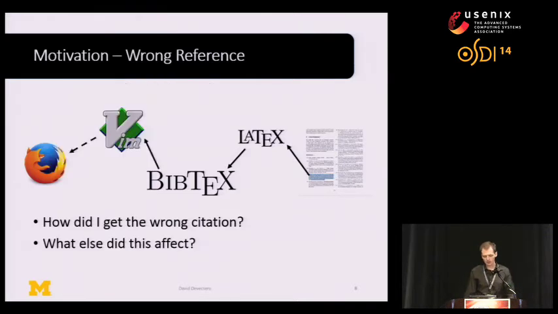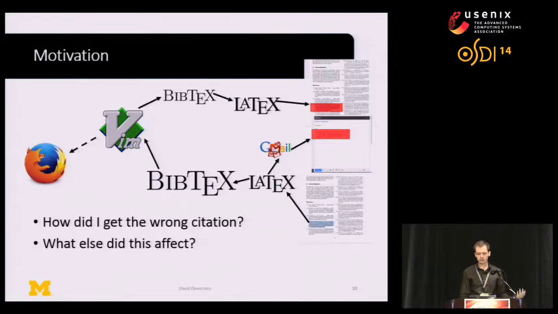And then you can ask, well, what did this affect? What further mistakes did I make by copying this incorrectly? An eidetic system can trace forward, and it can find all data that left your system, any email, any further paper citation which shows the wrong citation. And then you can correct your error by using the eidetic system.